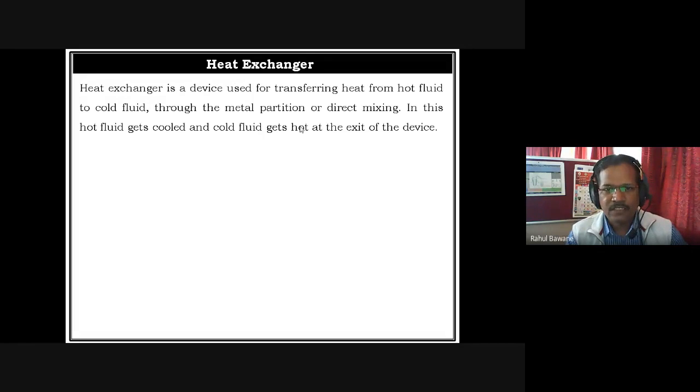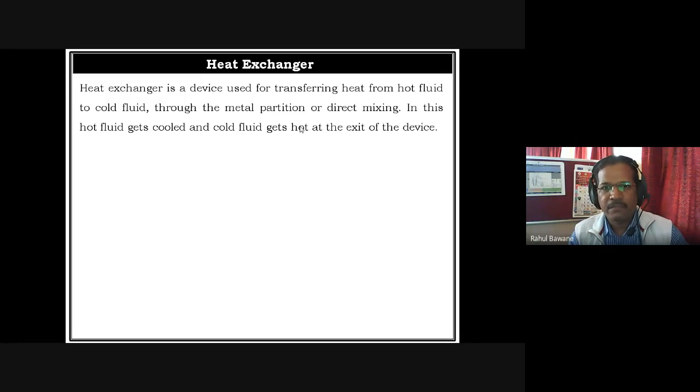In such a kind of heat exchanger we can't afford the mixing of water and oil. So we will use some kind of metal partition. On one side of the metal partition there will be water flow, and on the second side there will be oil flow, and during its flow heat will transfer from hot fluid to the metal partition and from the metal partition to the cold fluid. So there must be a metal partition, but in some cases direct mixing is required.